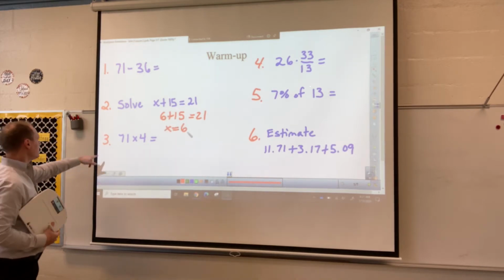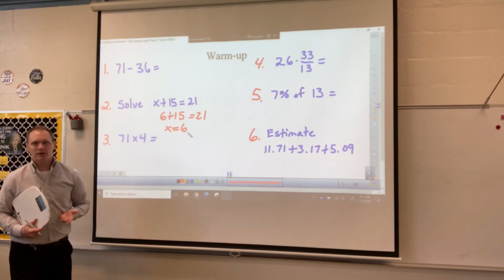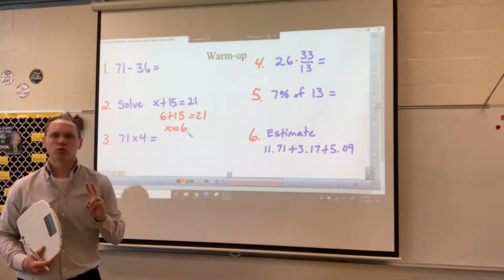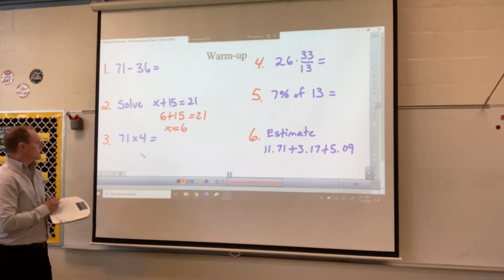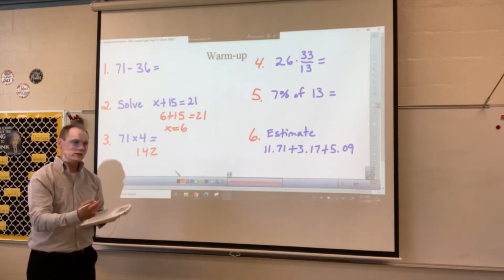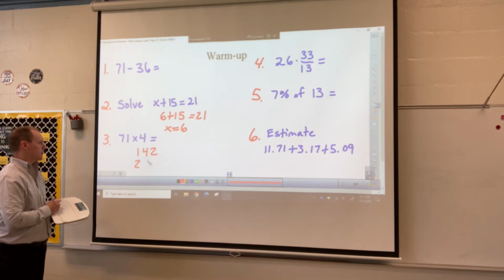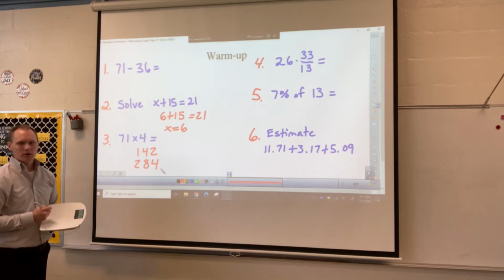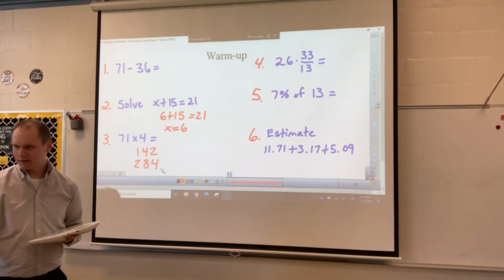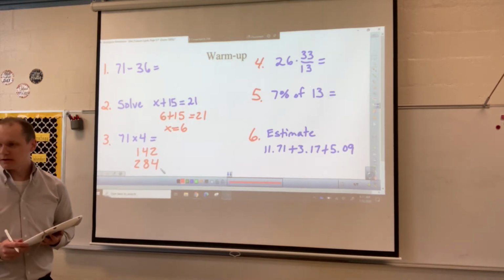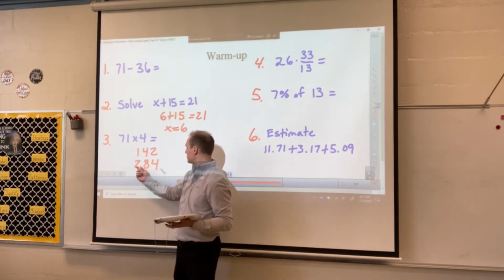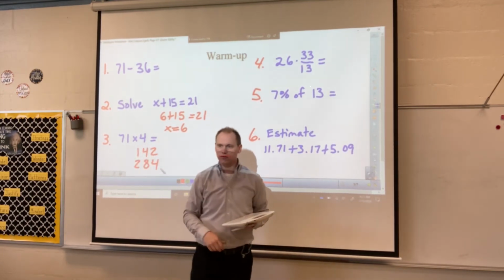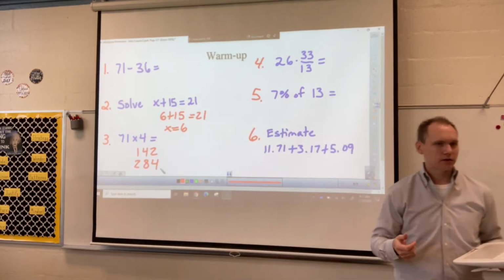Number three, 71 times 4. One way to do that is instead of multiplying by 4, you can multiply by 2 twice. So 71 times 2 is 142. And then just multiply by 2 again, and you get 284. Did y'all do it differently? How'd you do it? Multiply 4 times 70 and 4 times 1. Good, yeah, 4 times 70 you can do pretty quickly is 280, and then the 4 times the 1 gives you 4 more. Any other strategies?